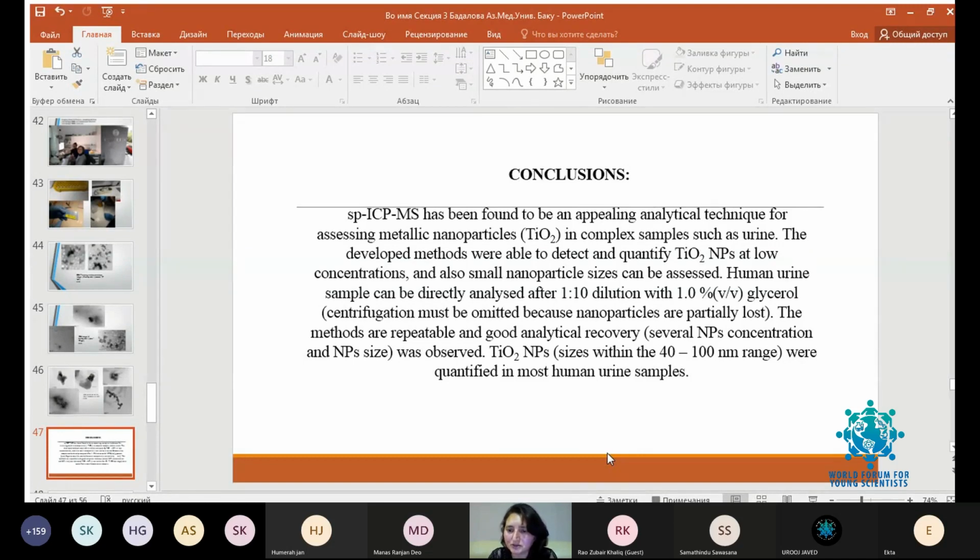So several nanoparticle concentrations and nanoparticle sizes were observed. Titanium dioxide nanoparticle size within the 40 to 100 nanometer range were quantified in most human urine samples.